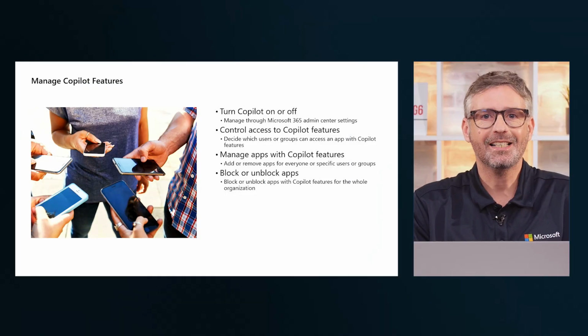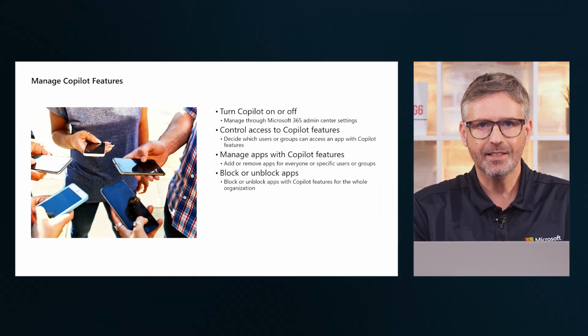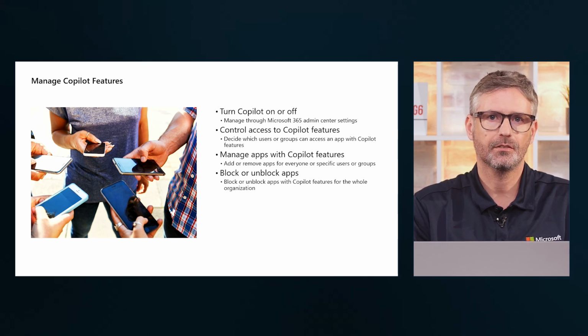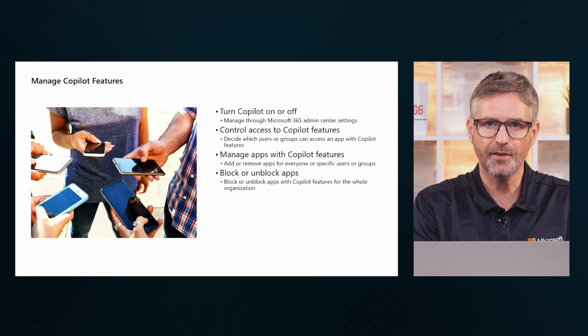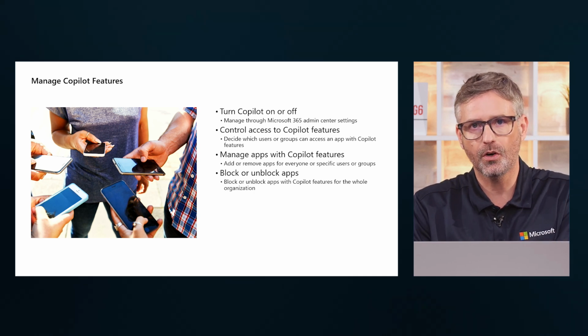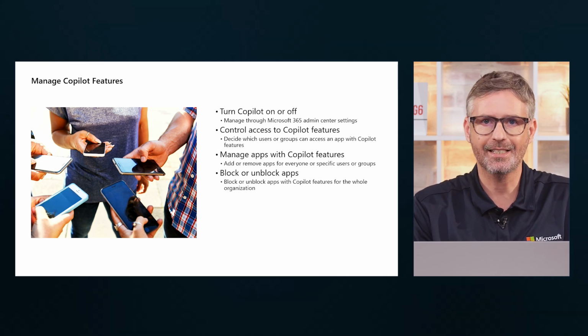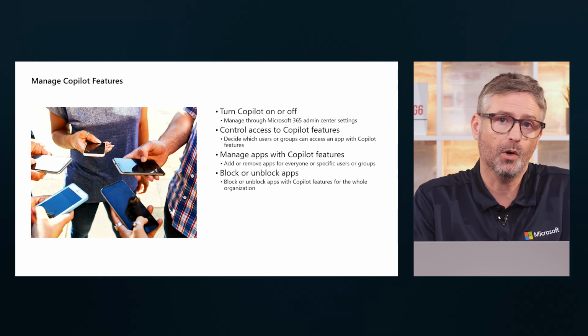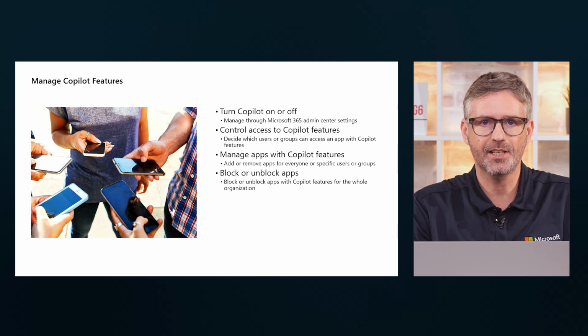And by the end of this video, you will be able to let your organization use the extensibility options and also to limit them to specific users. The Admin Center is the meeting point for managing all the extensibility settings. You can manage the Copilot features in Microsoft 365 by turning it on or off, controlling access, managing applications, and blocking or unblocking applications for your organization.